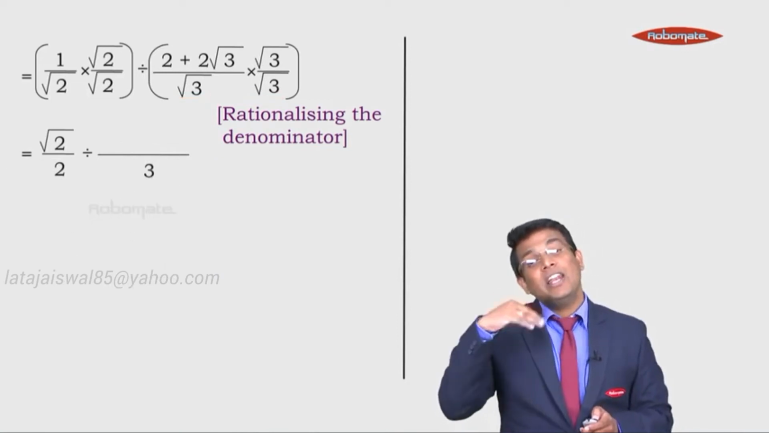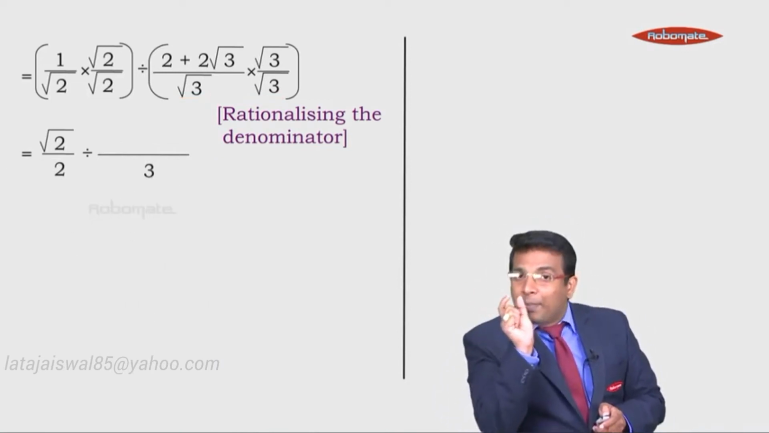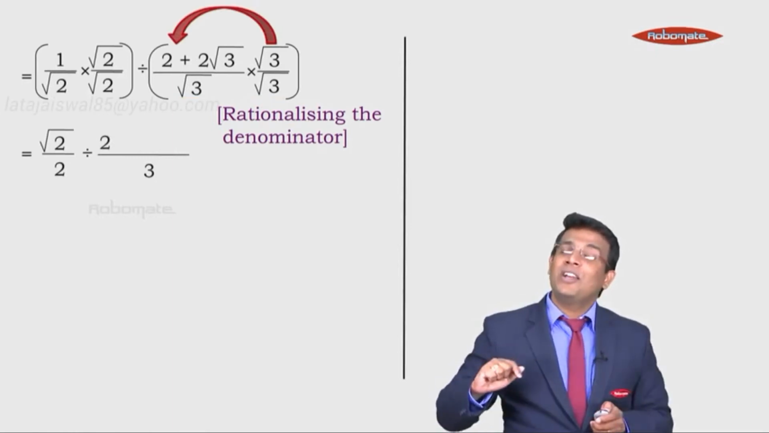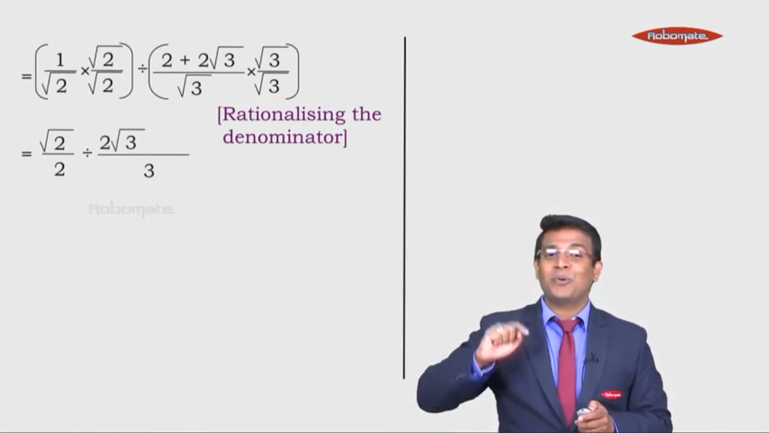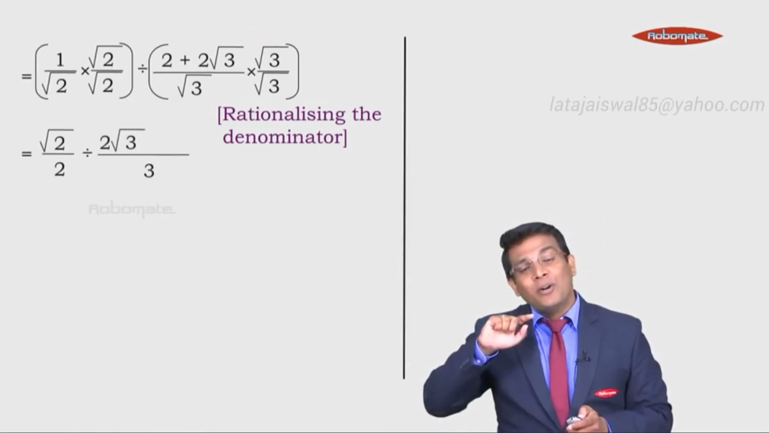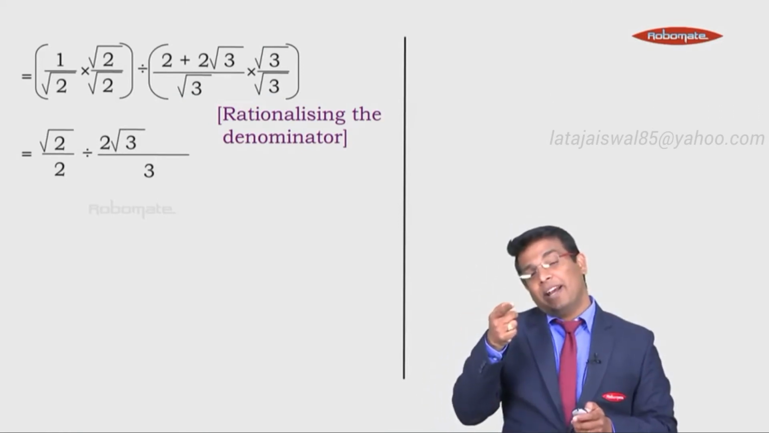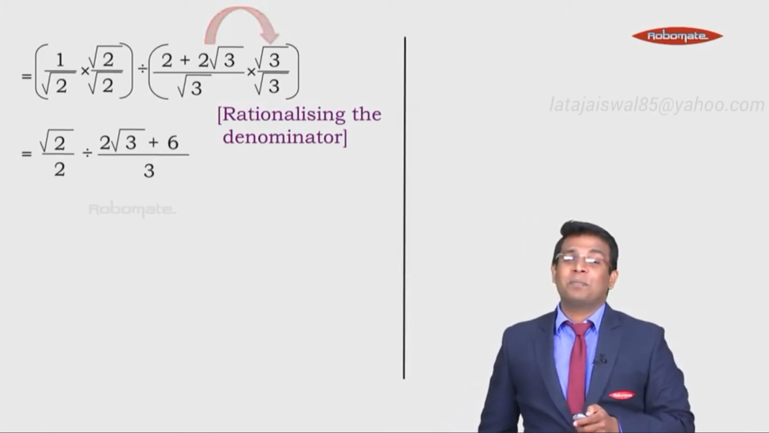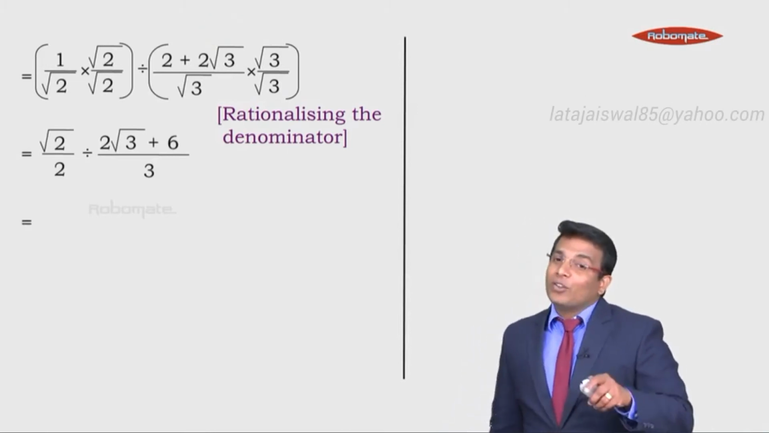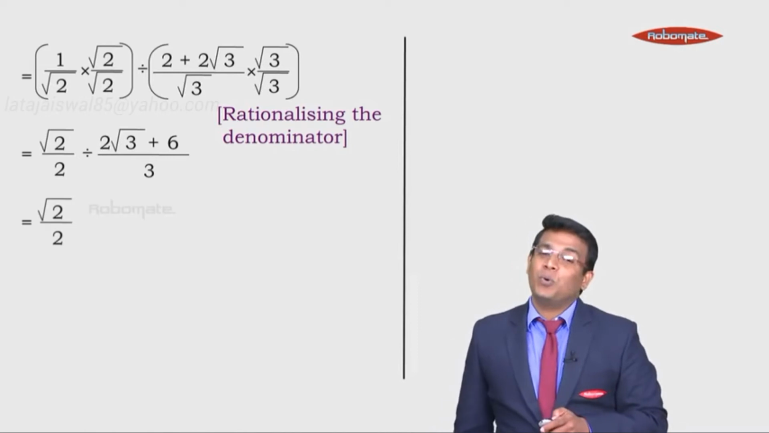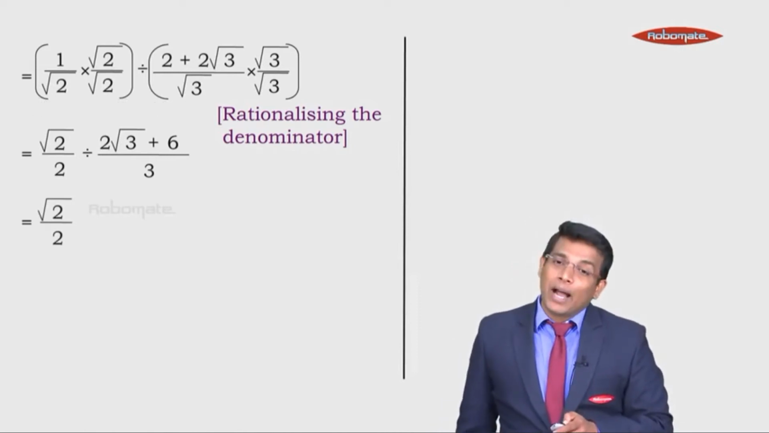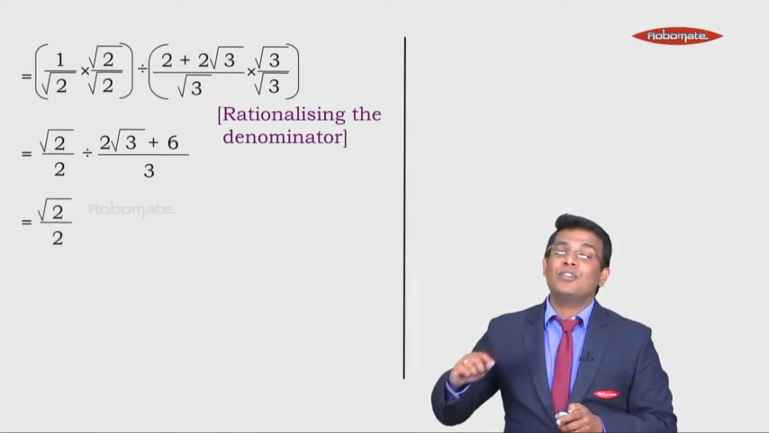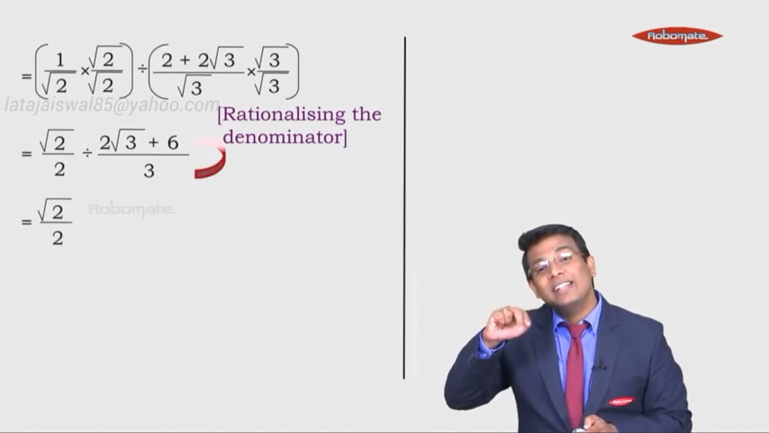Denominator is easy. In the numerator, it's a binomial multiplied by root 3. So you have to multiply root 3 with each of the terms. So root 3 into 2 will give you 2 root 3, and root 3 into 2 root 3, root 3 into root 3 gives you 3, and 3 into 2 is 6. So you'll get it as plus 6. Now this is what we have here. So it is root 2 upon 2 divided by, now you have to convert that division into multiplication. So it will become the reciprocal now.